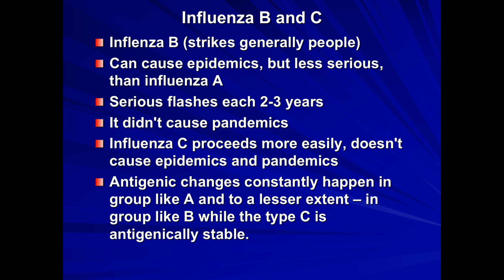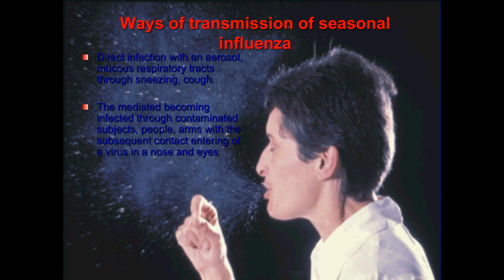Influenza B and C. Influenza B can cause epidemics but less serious than influenza A. Serious outbreaks occur at age 2-3 years. It doesn't cause pandemics. Influenza C proceeds more easily and doesn't cause epidemics or pandemics. Antigen changes constantly happen in group A and to a lesser extent in group B, while type C is antigenically stable.